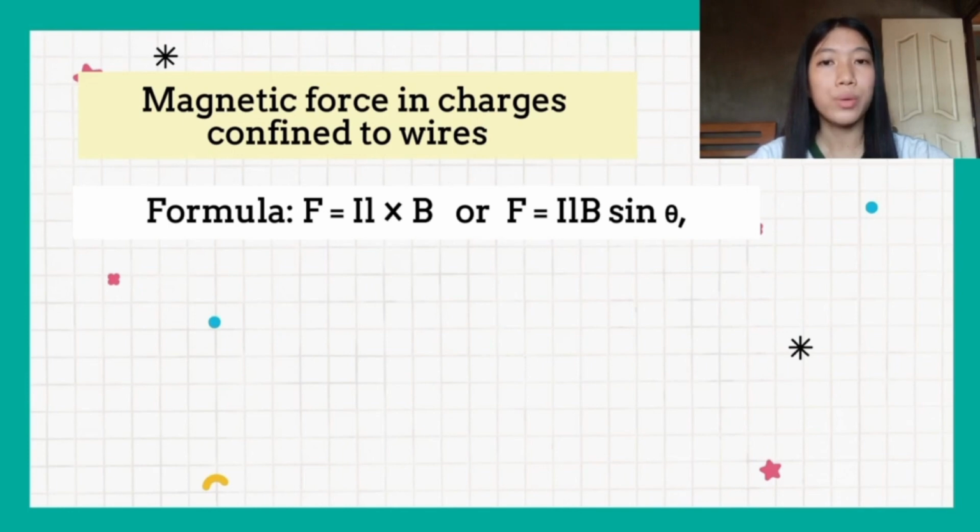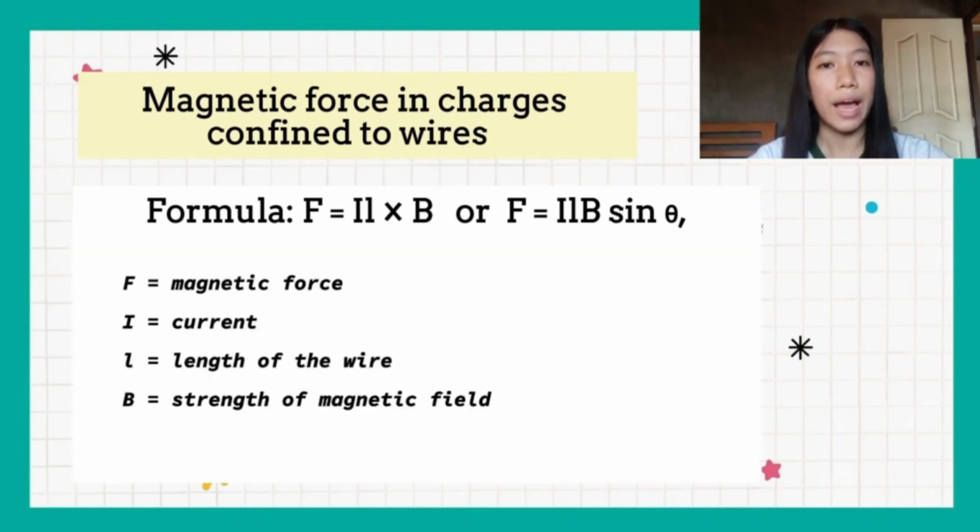times V, or we can say that F equals I times L times V sine theta, where L is the length of the wire represented by a vector pointing in the direction of the current. Also keep in mind, when the charged particles do not move perpendicular to the magnetic field direction, then we can add sin theta to the formula, where theta is the angle that is not equal to 90 degrees.